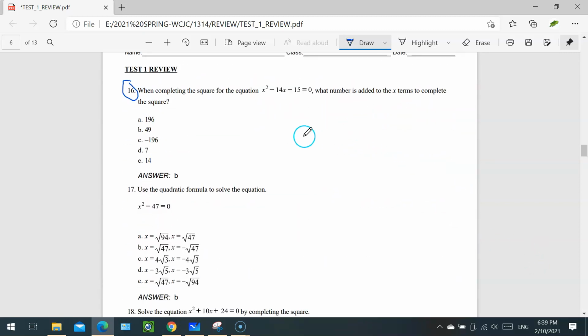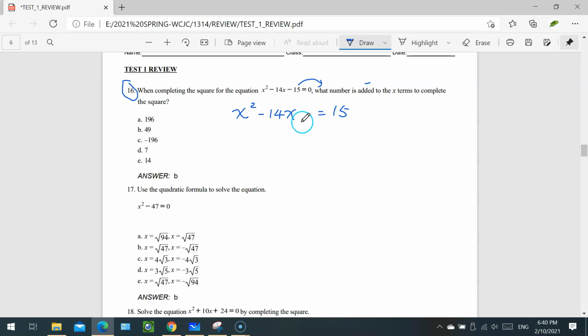Number 16. When completing the square for the equation x squared minus 14x minus 15, what number is added to the x term to complete the square? Now, how do we solve for this question? So write down the equation x squared minus 14x. The first step is bring this number term to the right hand side.